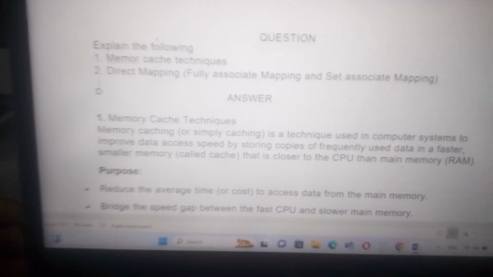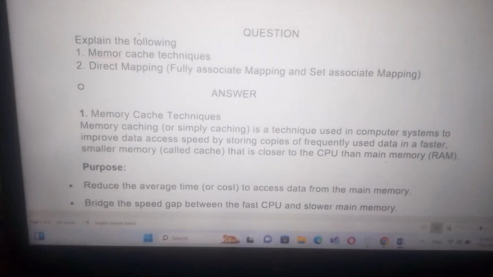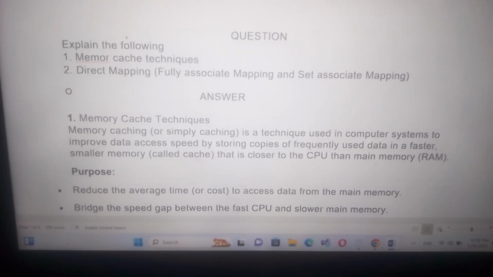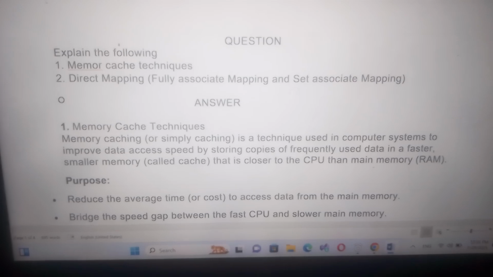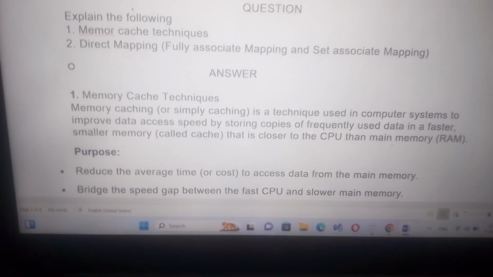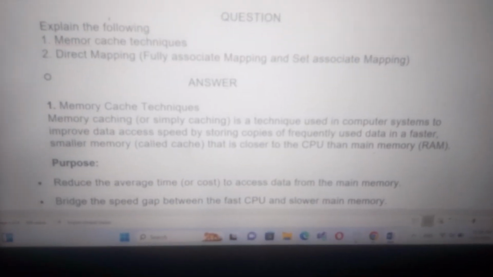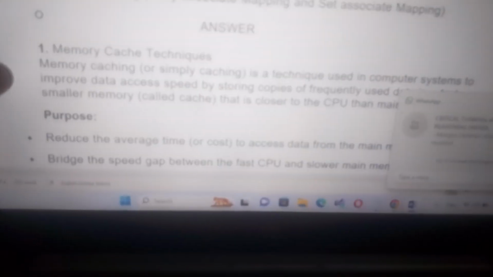Today we are going to learn about the memory cache techniques in direct mapping. When you look at the question on the board, we've prepared some slides on it. So we are going to run through the answers to see how both question 1 and question 2 work.